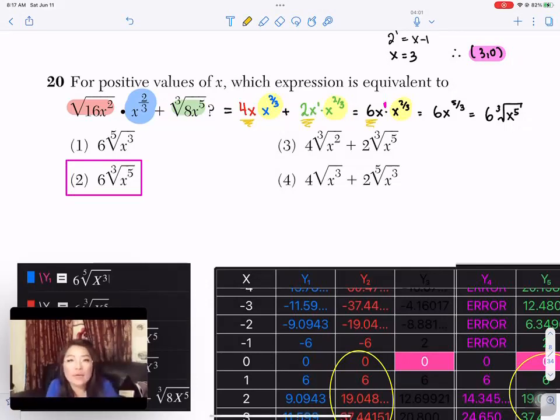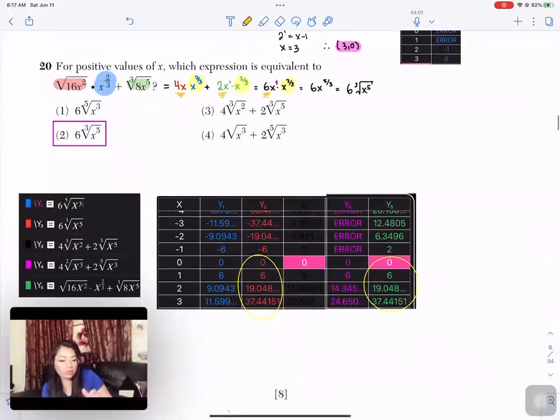And then you combine your bases, because it's x to the first times x to the 2/3. If you're multiplying exponential expressions with the same base, you add the exponents, which is 5/3. And then 5/3 as a fractional exponent means it's the cube root of x to the 5th. So it's 6 times the cube root of x to the 5th, which is choice 2. When in doubt, you could always use your calculator. So here it is. It's longer, but it'll get you to the right answer.